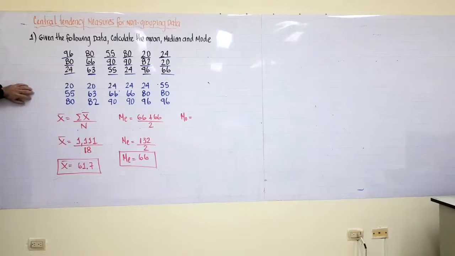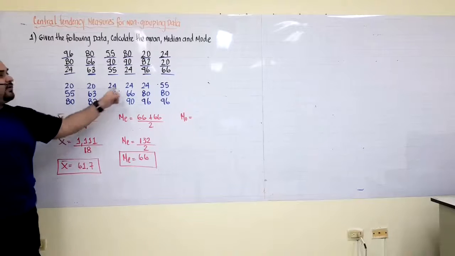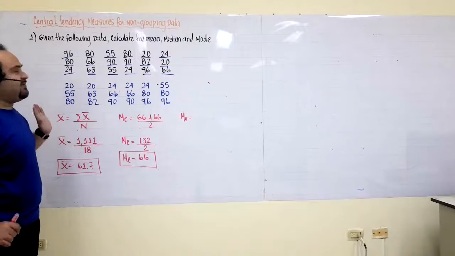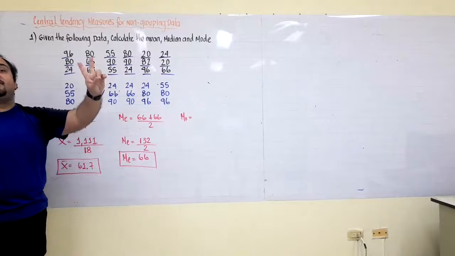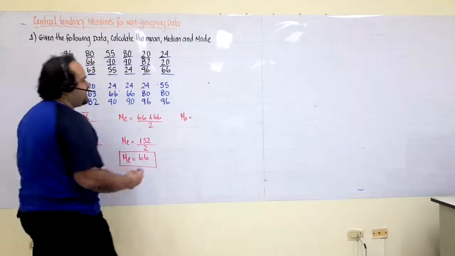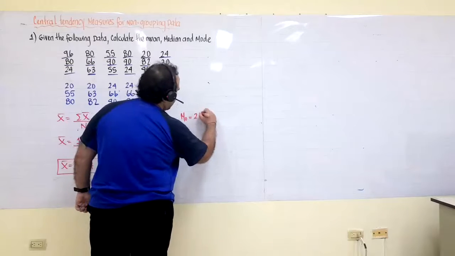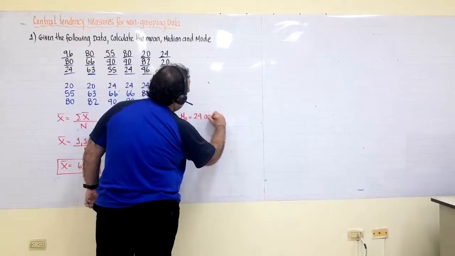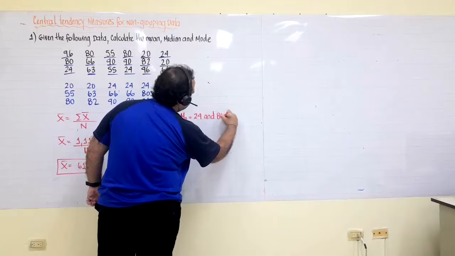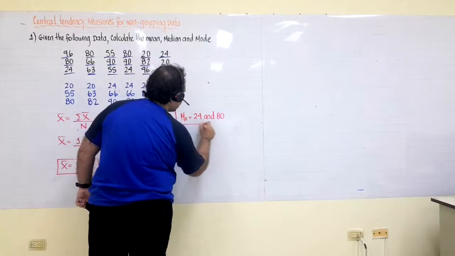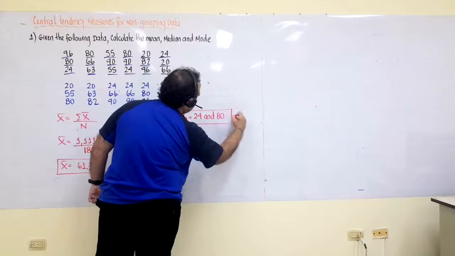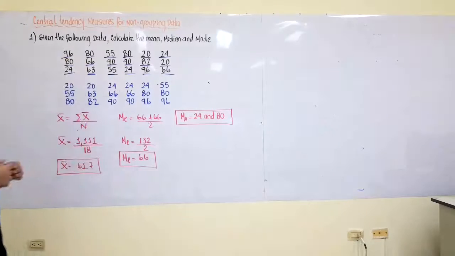24 and 80. Exactly, because 24 repeats twice and 80 repeats twice. For that reason, the answer for the mode will be 24 and 80. Exactly. Well done. And that's all that we have to do in this situation. Simple, right?